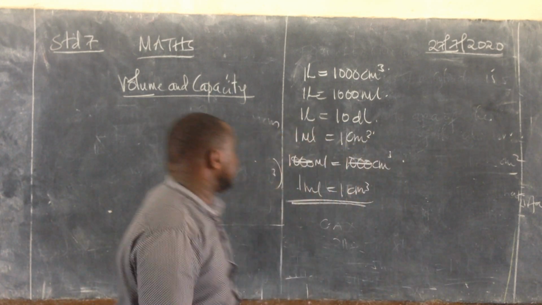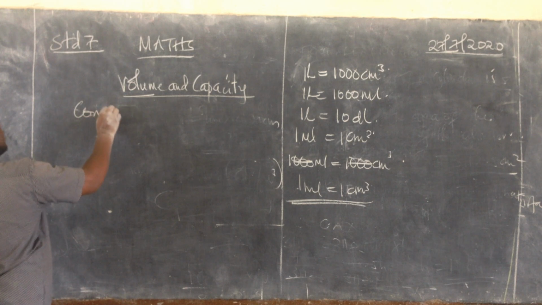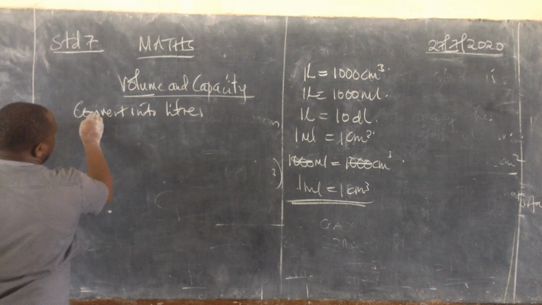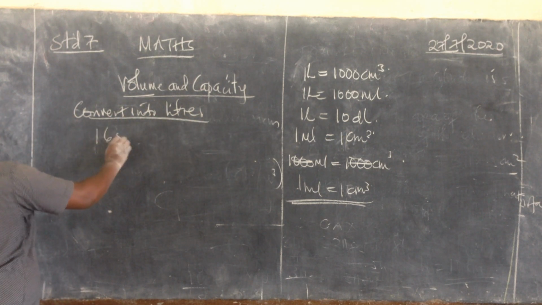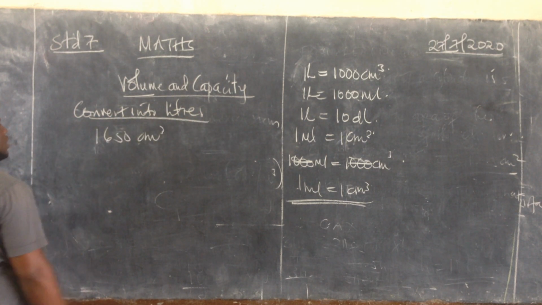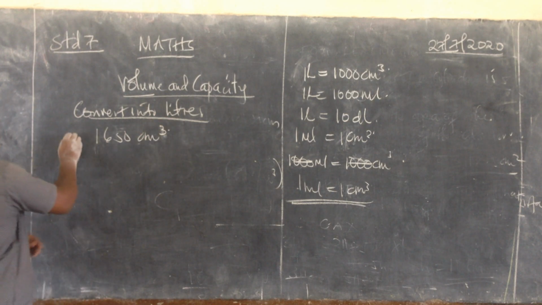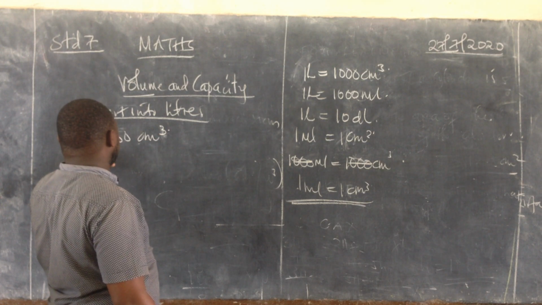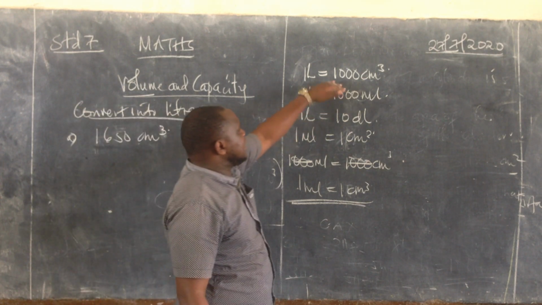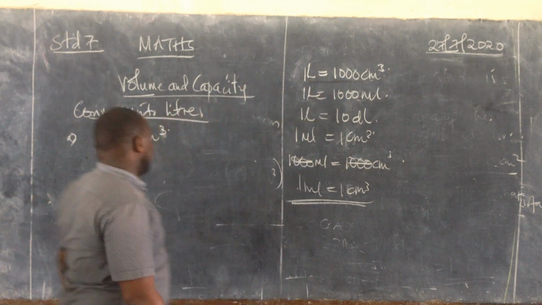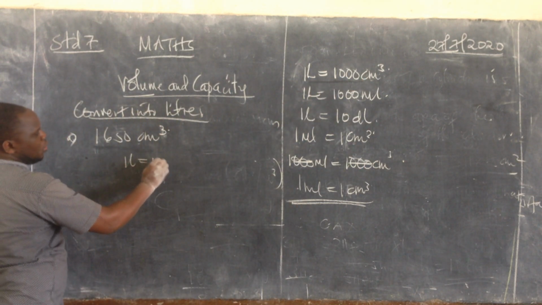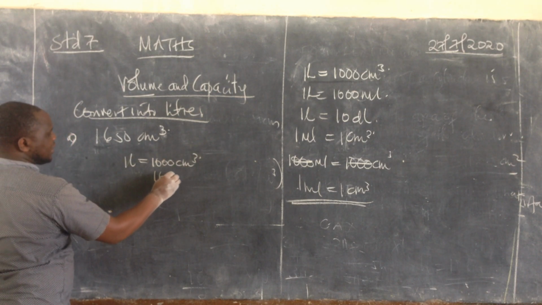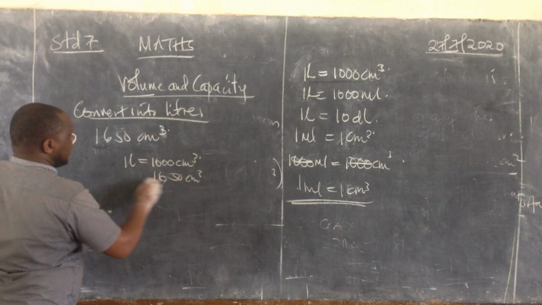Like for example, convert into liters. So you have 1650 cubic centimeters. So now what you do, you are given this to convert to liters, you look for the relationship that is based on cubic centimeters and liters. This first one, you say 1 liter is equal to 1000 cubic centimeters. What about 1650 cubic centimeters is how many liters?